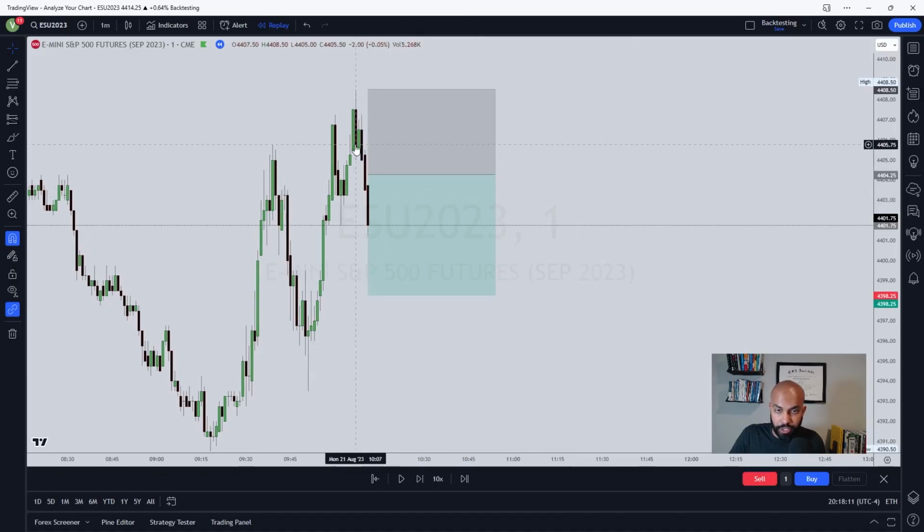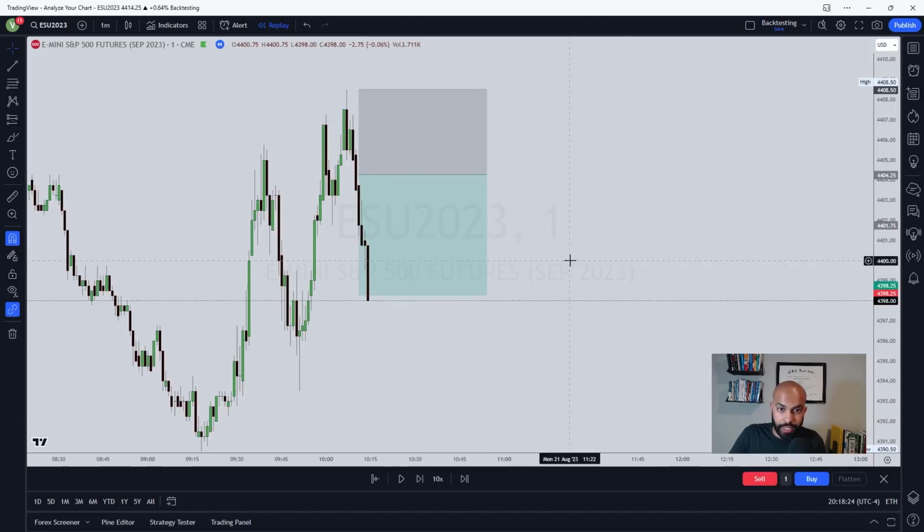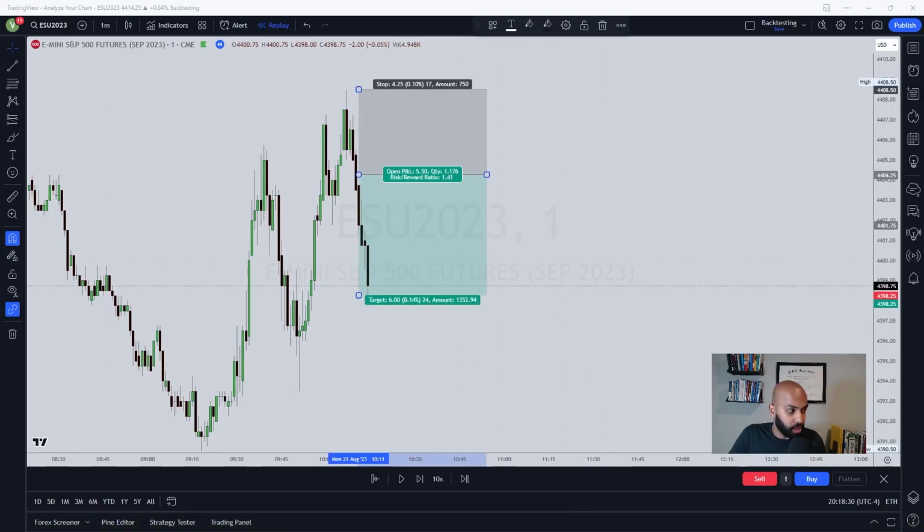The reason why I'm not trying to enter on this order block right here is price already came there, but this fair value gap, I would like to enter on the center. So let's see if I get filled, and I did not. So this is one of those trades where you just don't get a fill, which is okay. So we want to screenshot this.